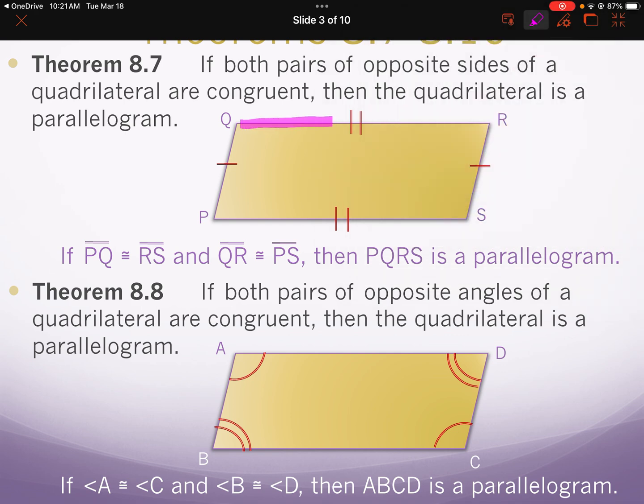So we have our top and our bottom with congruent marks. We have our left side and our right side with the same matching congruent marks. That means that shape must be a parallelogram.